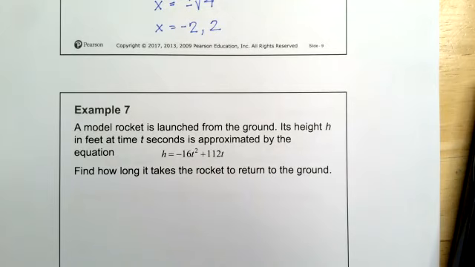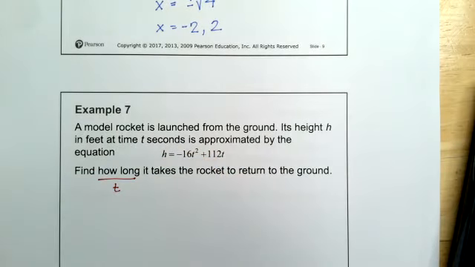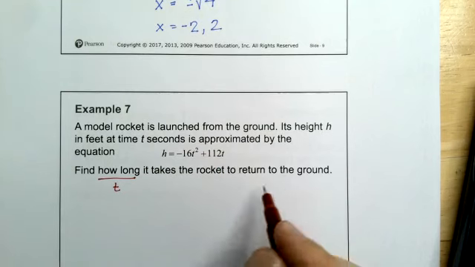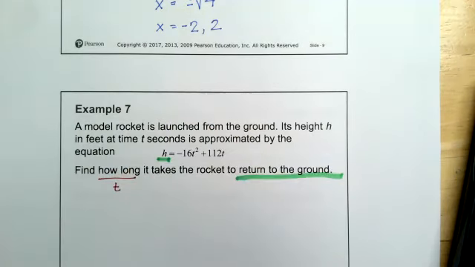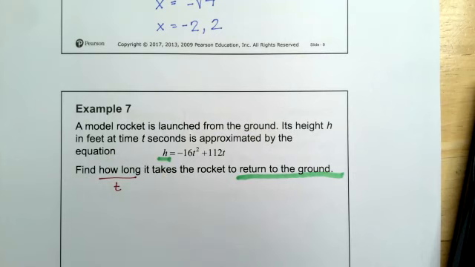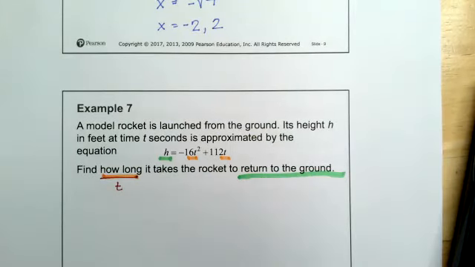Find out how long it takes the rocket to return to the ground. How long means time, right? So they're saying find t when it returns to the ground. Returns to the ground is related to this one. How long is this one, right? So we're finding t when h is on the ground.